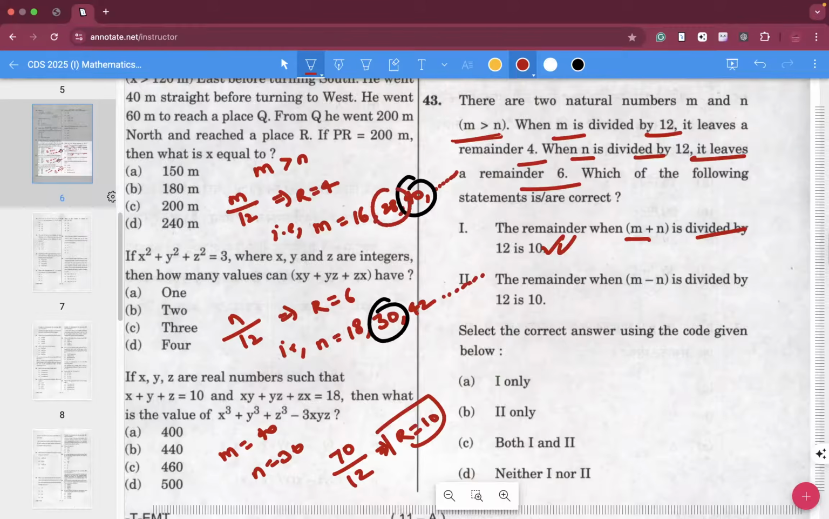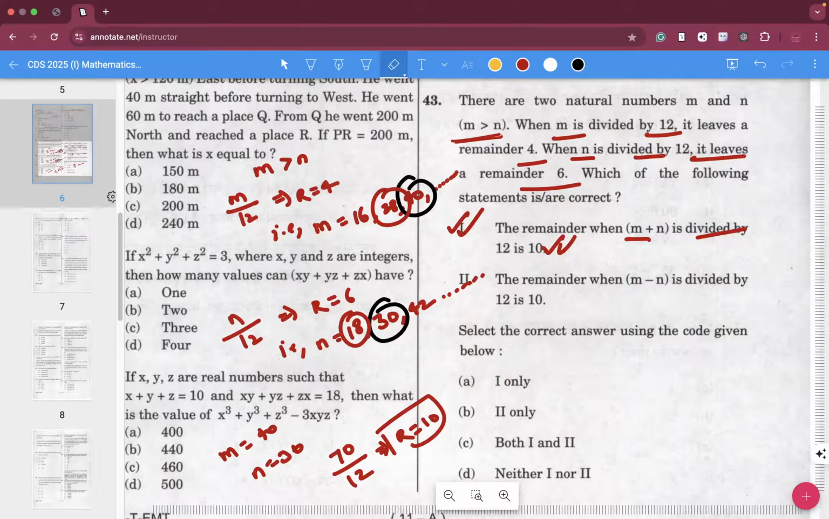I take m equal to 28 and n equal to 18. So 28 plus 18 is 46. 46 divided by 12, again you are getting remainder 10. So the first one is correct for all the cases.